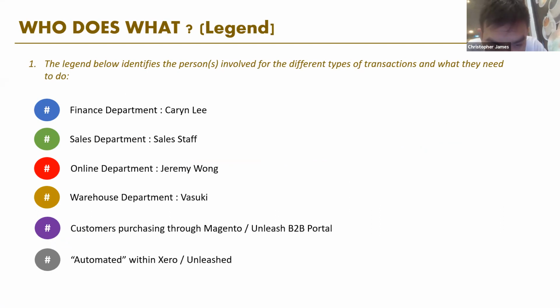What does this mean? This means that blue is the finance, green is all our salespeople, red is for the online. I put Jeremy. Vasuki side is brown, and then all our customers, I put purple. That means whether they're buying through Magento or they're online customers. And if you see gray, it means automatic. When you do that number, automatic, the computer will do the next thing.